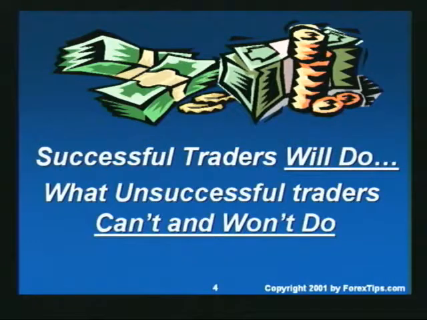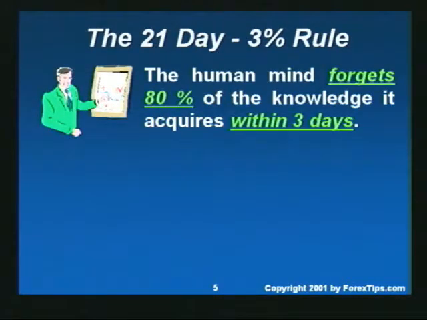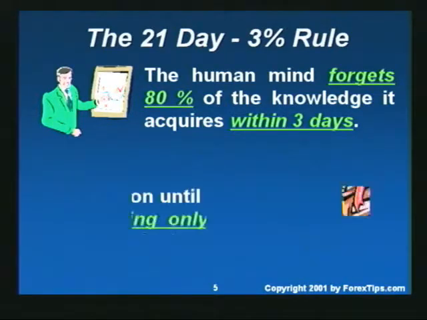These lessons can participate greatly in helping you become a successful trader. Now, there is a 21-day 3% rule that I learned about several years ago. It basically states that the human mind forgets 80% of the knowledge it acquires within 3 days. That means as you watch this lesson and all the other lessons about trading, if you don't use it, you will lose it. And you will lose 80% of the information within 3 days.